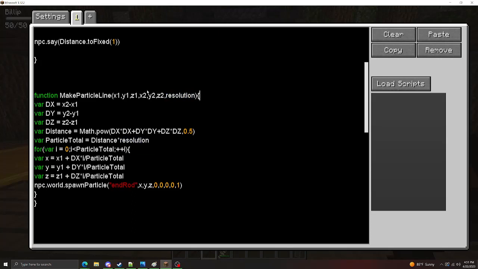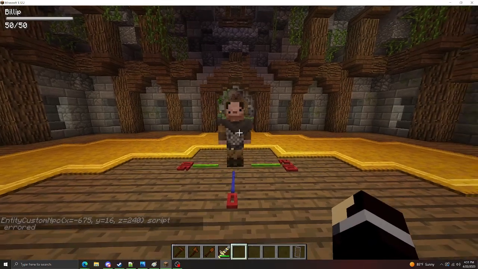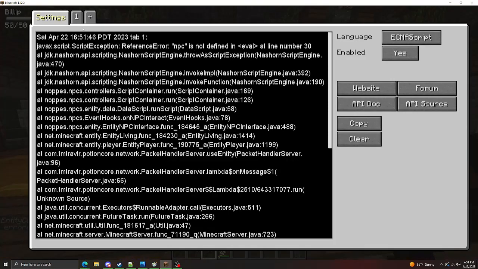Okay, so now if we call this function up here, the names are the same, so we don't really need to change those. But we do need to give it a resolution. Let's just do 3 again. Okay, we got an error. What's the error? NPC is not defined.